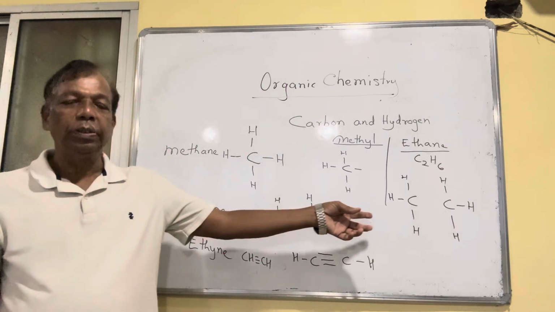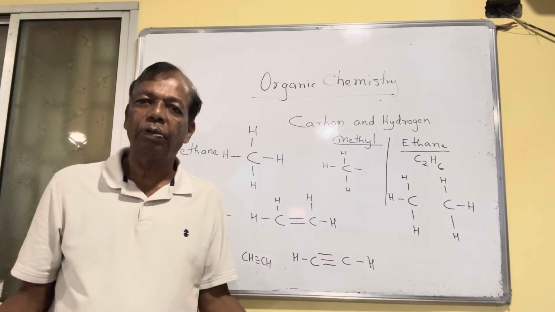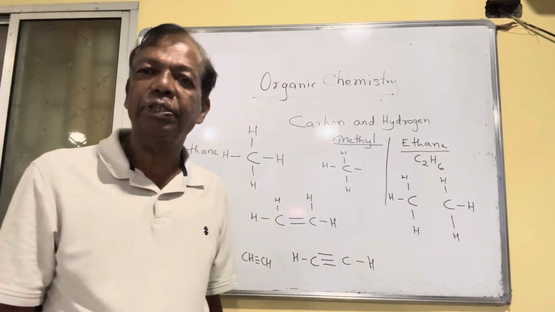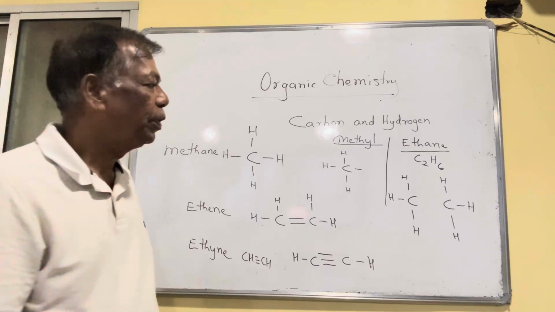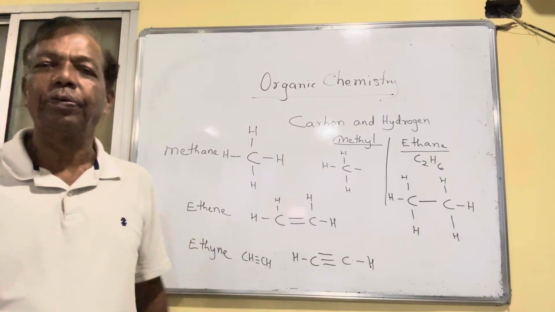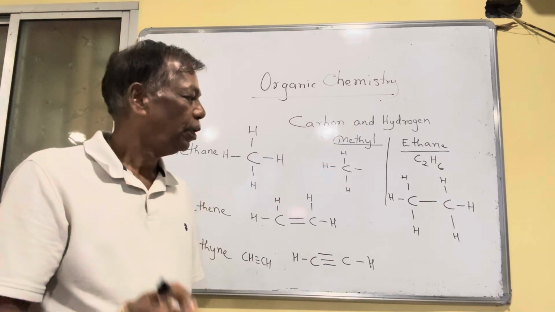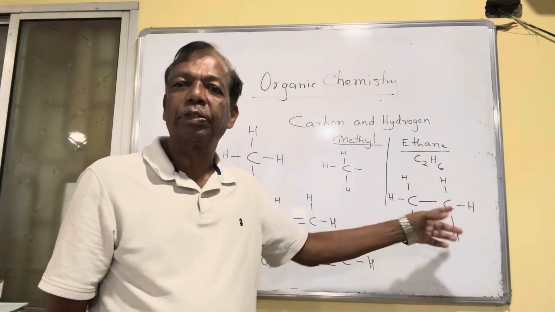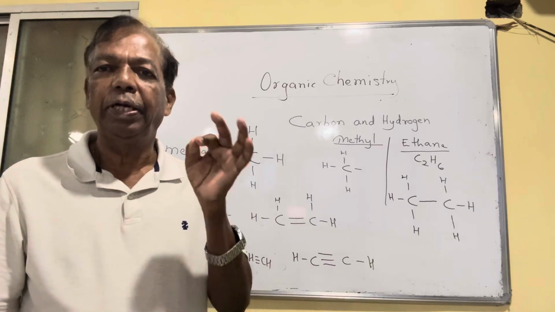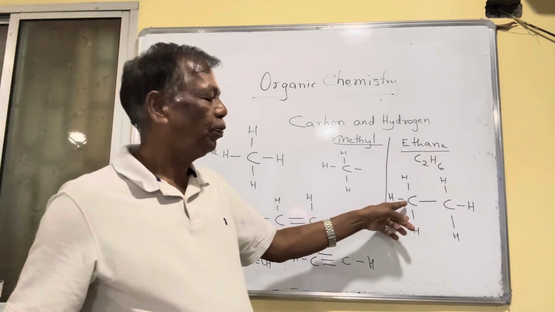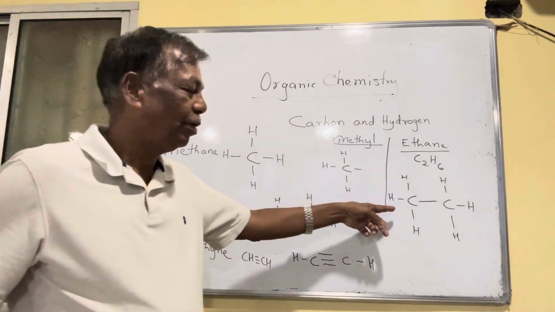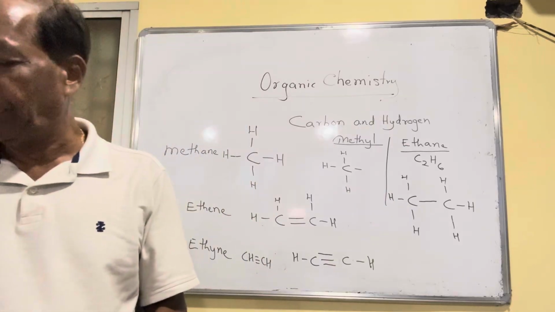Now see, if I write it like this, it is wrong. How can you make it 4? This carbon has 3 bonds, and this carbon also has 3 bonds. To make it 4, you have to put a single bond between them like this. So this becomes ethane. I hope you understood how to write the structure of a compound. Take into account that every carbon has 4 bonds, and these 4 bonds are to be satisfied exactly by putting a line. This is how we write the formula of a compound.